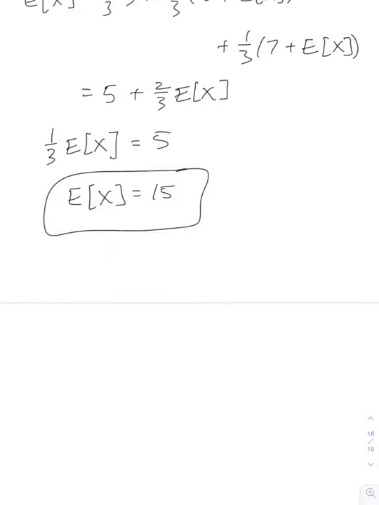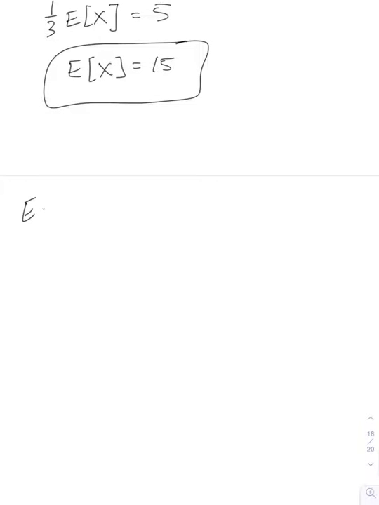Okay, the next example is example 5D. All right, so here it is.